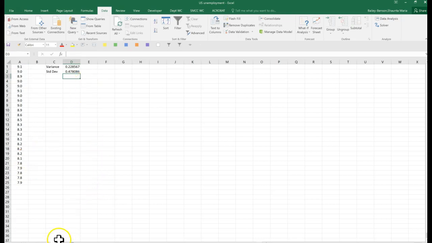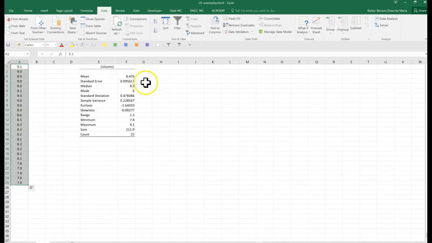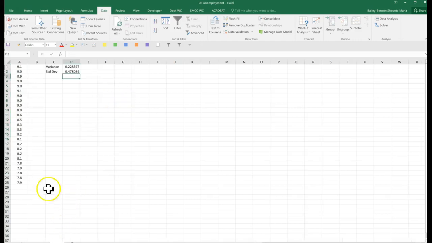And if we want to go back and compare to our descriptive statistics, here we are, we use descriptive statistics, and here we are again with our sample for the calculation for our standard deviation and our variance. And as you can see from this sheet, it matches up.